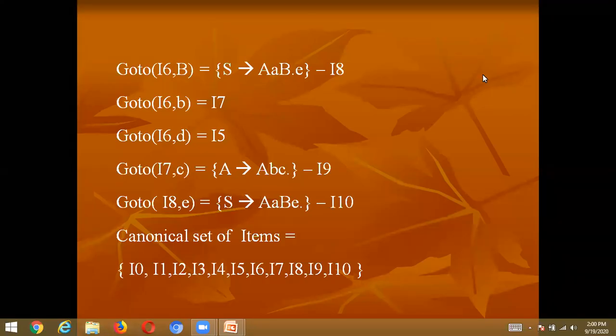Today, class, I'm going to explain how to construct the parsing table from the computed goto function. After computing the goto function, my canonical set of items consists of I0 to I10, right?